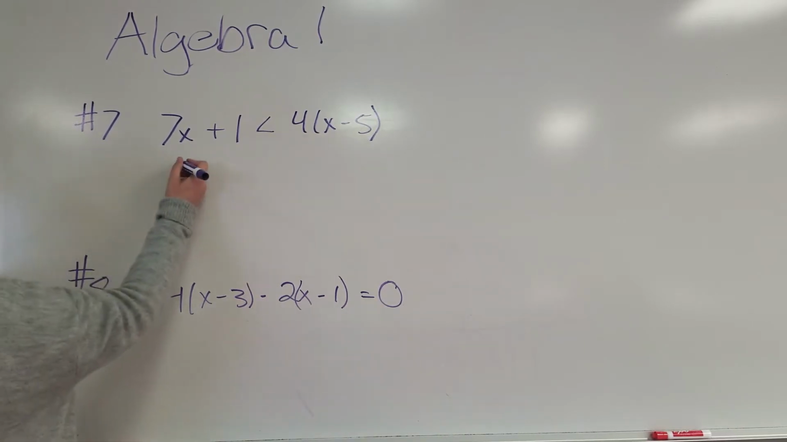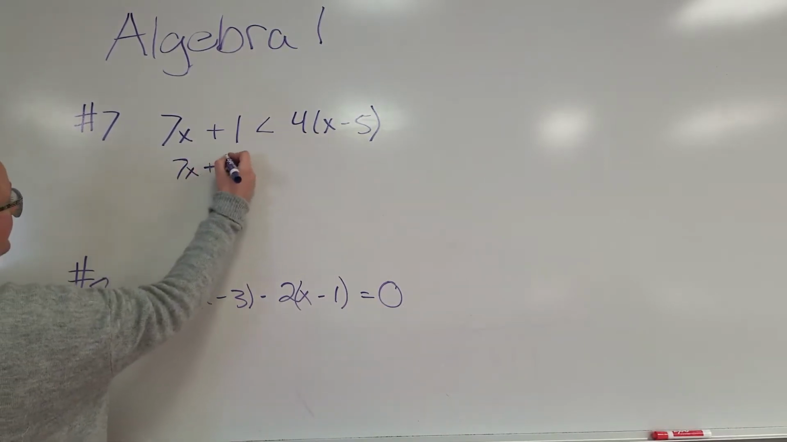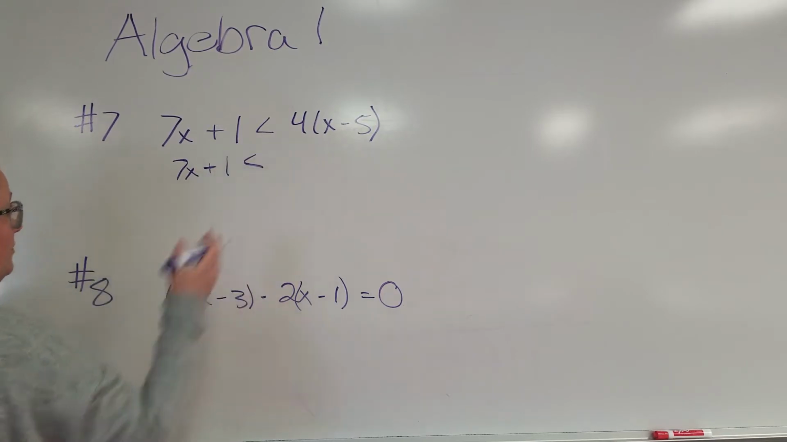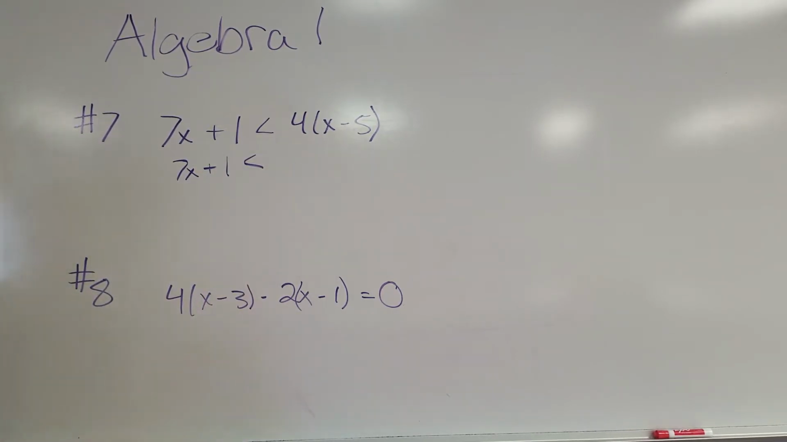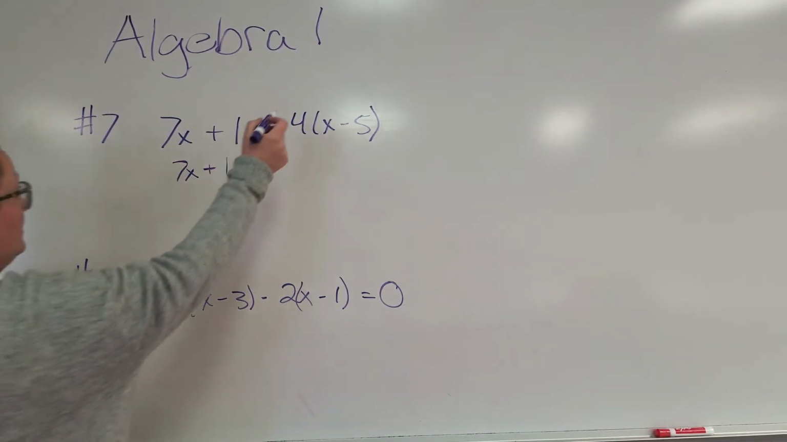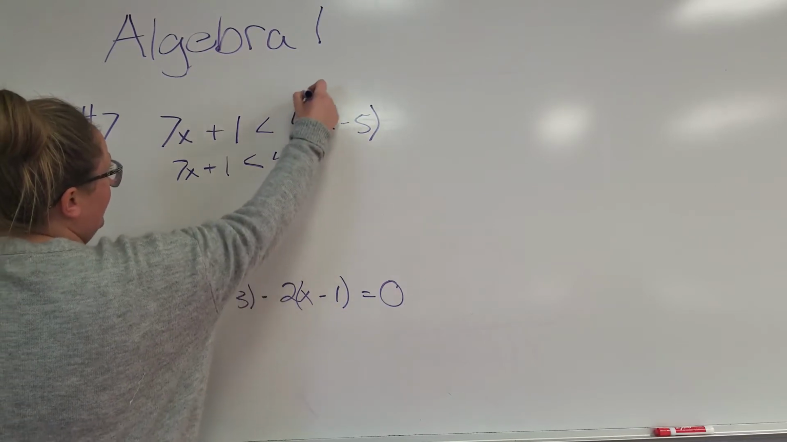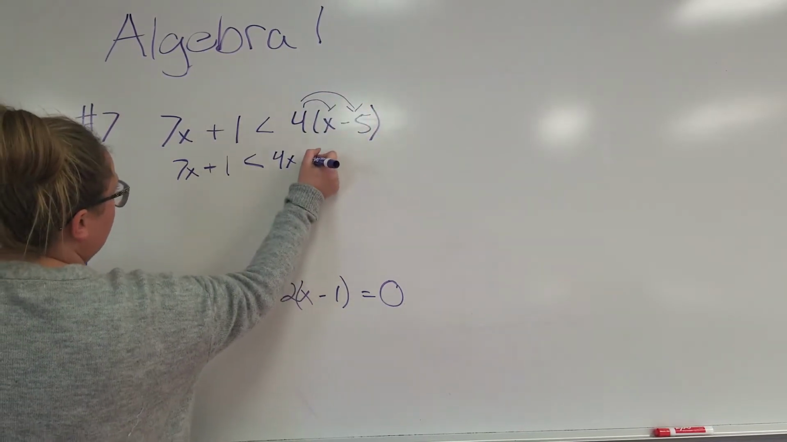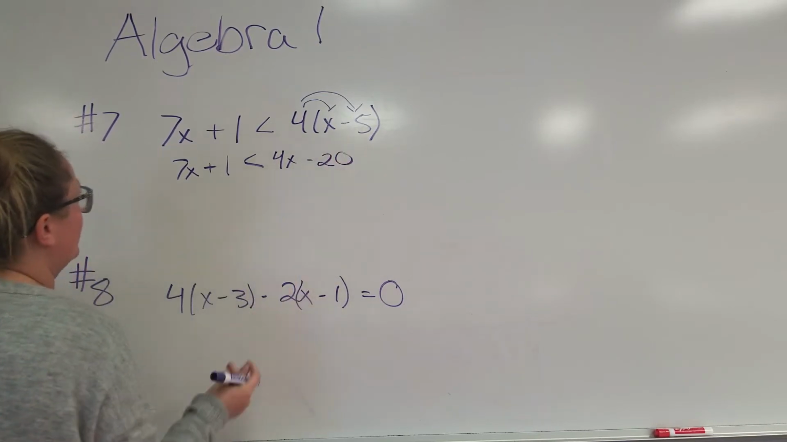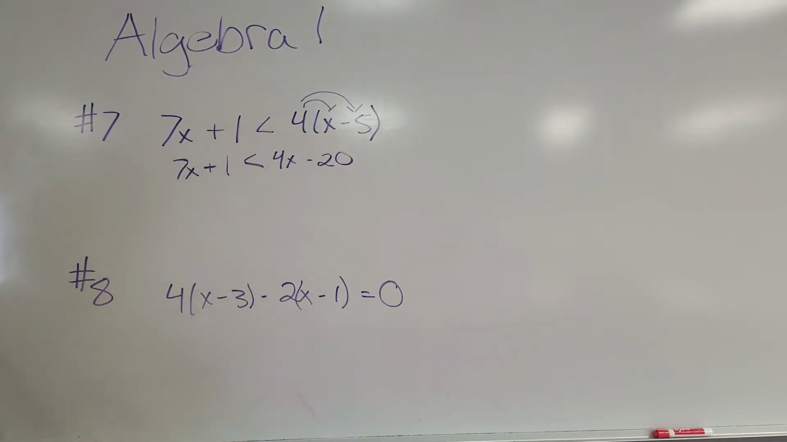right? So here we have 7x plus 1, and here we need to do our distributive property, okay? That's when a number is multiplied to a binomial, or two terms in parentheses. You have to multiply the 4 by the x, which gives you 4x. Then you have to multiply the 4 by the negative 5, which gives you a negative 20. Now we want to put all our x's on this side and our constants over there.